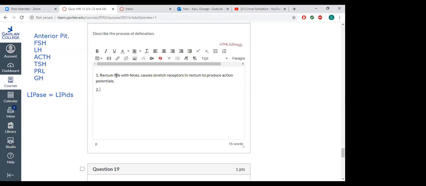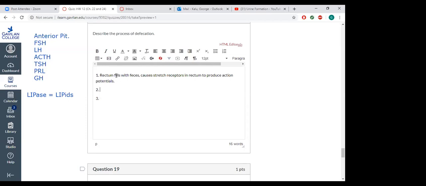From the descending colon to the sigmoid colon, and then down the process. So like the rectum and the anus, which causes the rectal muscles to contract, and it creates pressure to open the internal anal sphincter. And then if the external anal sphincter isn't clenched, then the feces exits the anus.